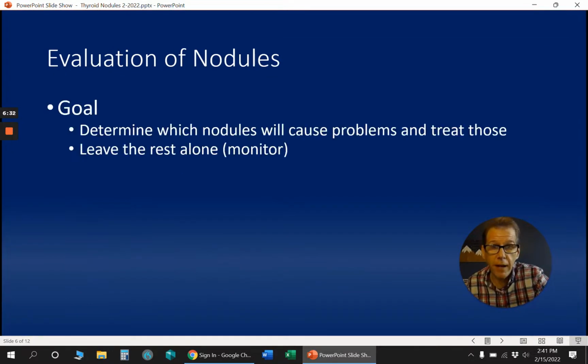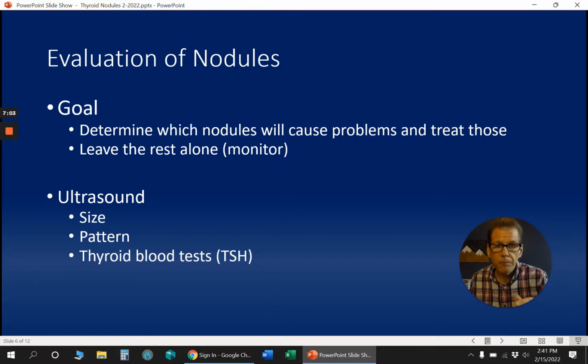So when we think about evaluation of nodules, really our goal is to determine which nodules are likely to cause problems. And then we want to intervene or treat those nodules. And for the nodules that aren't causing problems or aren't likely to cause problems, typically we just want to leave those alone and monitor those. So if they're not suspicious for cancer, if they're not large enough to cause symptoms and they're not making too much thyroid hormone, then usually we are simply going to monitor those.